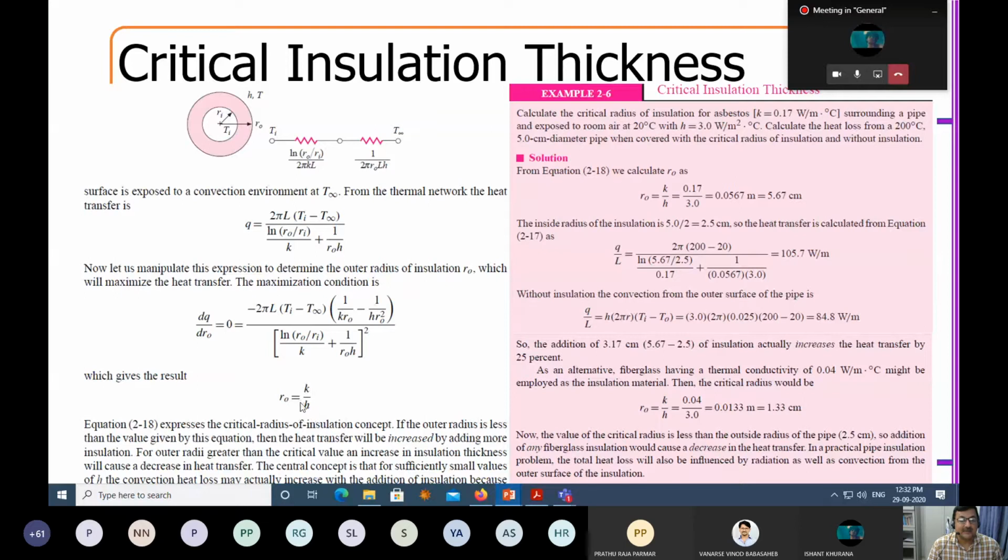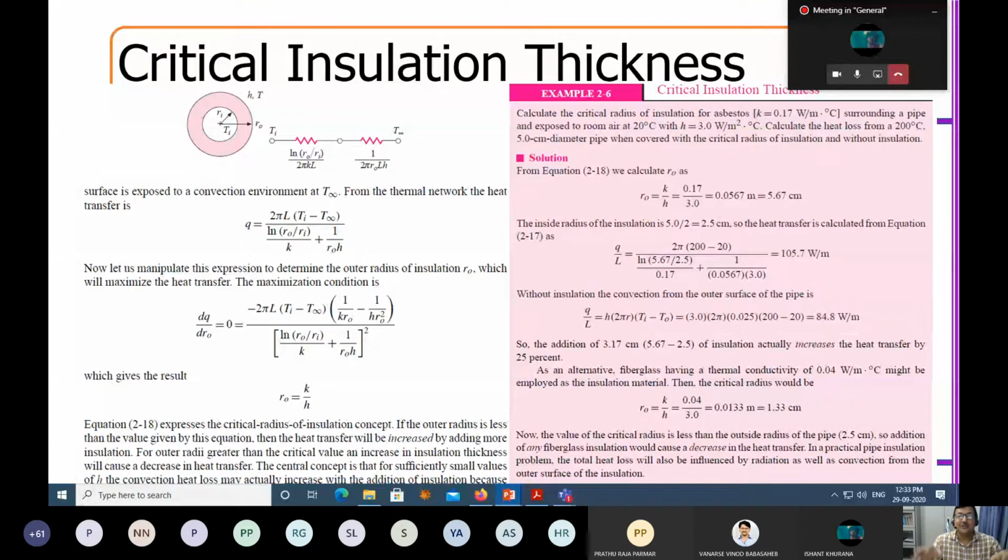This is the thing that you are fixing when you are fixing the system. When you have chosen an insulation, when you have chosen the system, this particular value is fixed. Now, after you have put the insulation, if the outer radius is less than the value of this equation, then the heat transfer will be increased by adding more insulation. If it is more, then the heat transfer will be reduced. If you have a little bit of clarity on that, you will understand that one is true for insulation, and the other is true for the fin geometries.